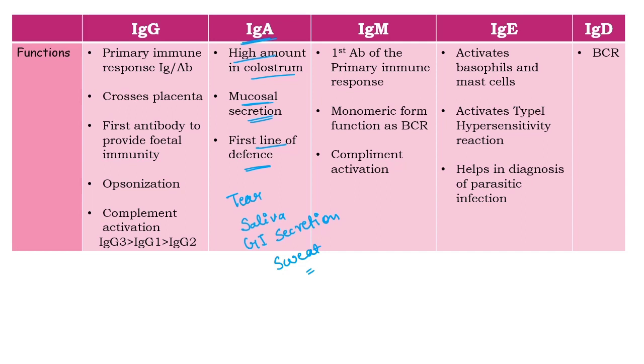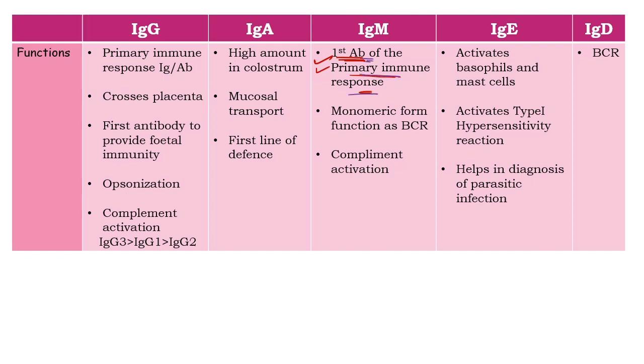Now we know that IgM is the first antibody to be produced during primary immune response. Its monomeric form is a part of the B cell receptor, BCR, and it is also involved in complement activation. So IgM is the best antibody for complement activation.